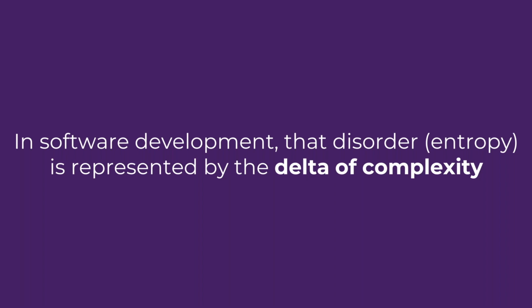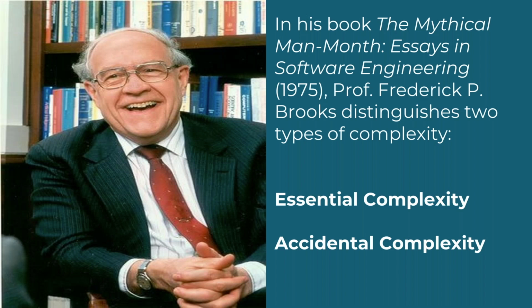In software development, entropy is represented by the difference, or the delta, of complexity. We're going to be talking about that in a few seconds. Back in '75, Professor Brooks came out with a book called The Mythical Man-Month. In that book, he describes two types of complexity: essential complexity and accidental complexity.